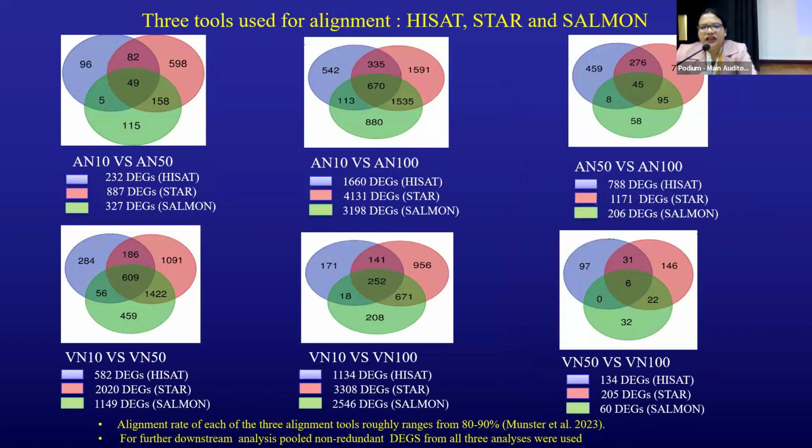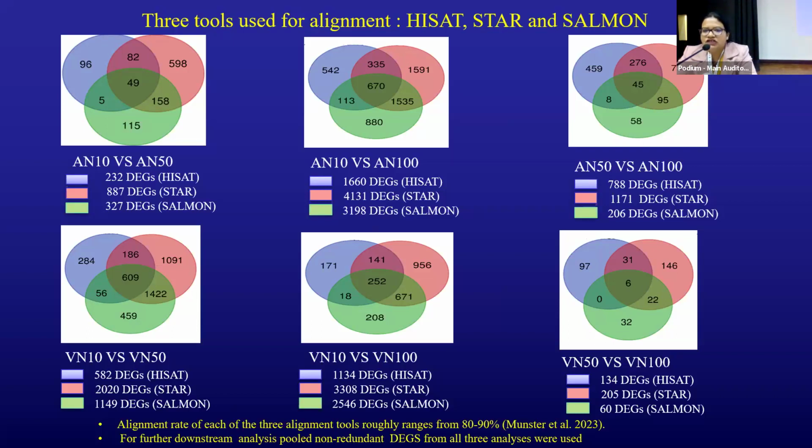Basically, we have used three parallel pipelines to find out DEGs which are differentially expressed in the contrasting genotypes. Generally, people use only one tool for identifying DEGs, but we wanted to cover the maximum possible DEGs. So two of my colleagues and I used parallel pipelines, that is HISAT, STAR, and Salmon, for alignment.